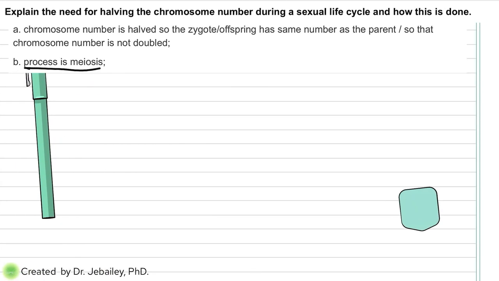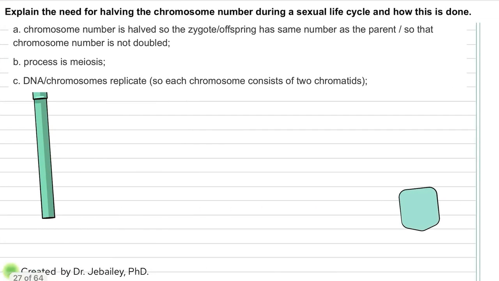The process is meiosis. See, because it said the word how is it done. So here it says how it's done, but it did not give you the name meiosis. That's the moment you can get a point by saying, oh, it's done by meiosis. Here we can say DNA replicates. Why?